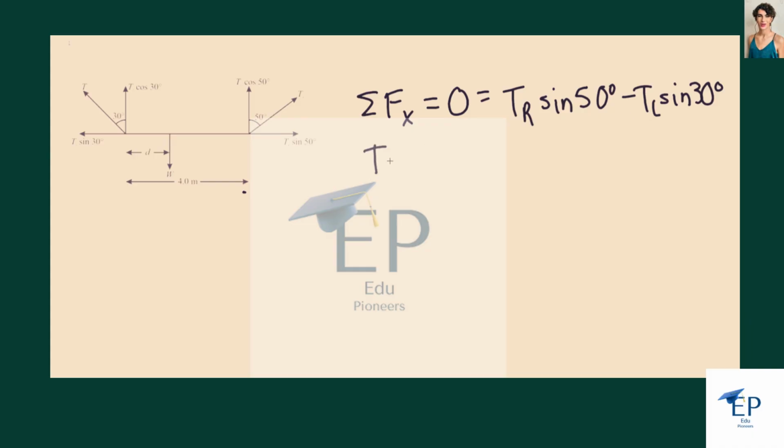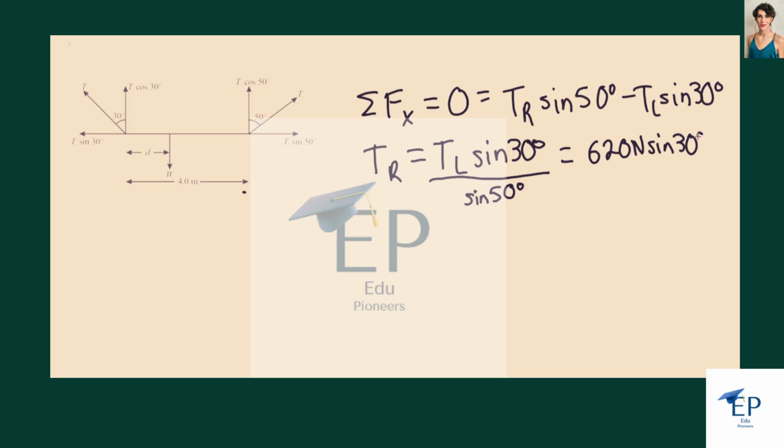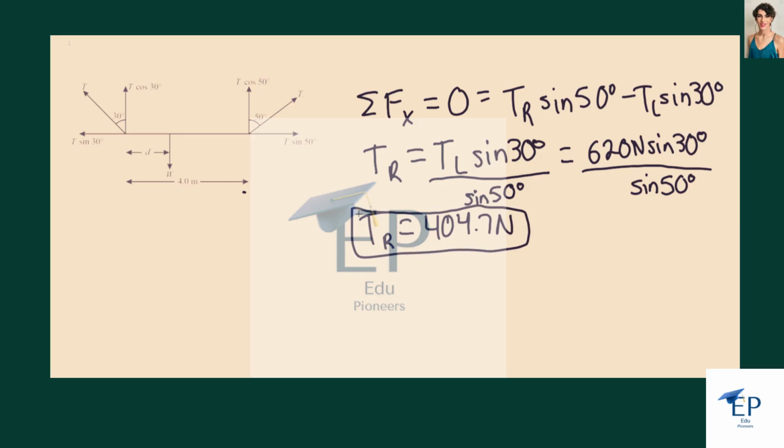And we say that T sub R is going to be equal to T sub L sine of 30 degrees divided by sine of 50 degrees. And we know that T sub L is going to be 620 newtons, sine of 30 degrees divided by sine of 50. And we find that T sub R is going to be equal to 404.7 newtons. So let's keep track of this.